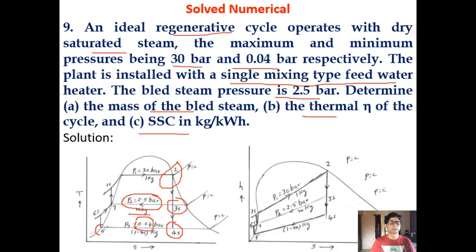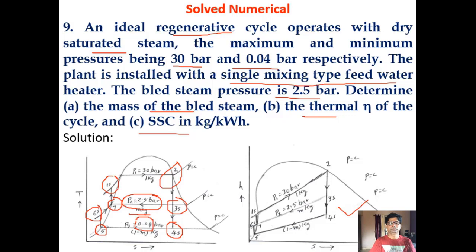So then this is a condensate and this is the first pump here. Then mixing happens: the bled steam at 3s and the condensate at 6s come and mix in the feed water heater. So 7 is the state after mixing in the feed water heater. Then it is pumped back to the boiler pressure at 1s, which is equal to 30 bar, and it is heated to the turbine inlet condition of 30 bar and dry saturated state. So this is the Mollier chart or the HS diagram of the same problem. Okay.